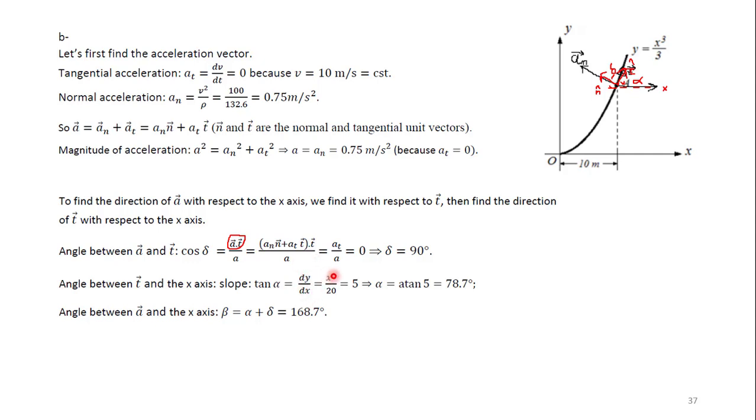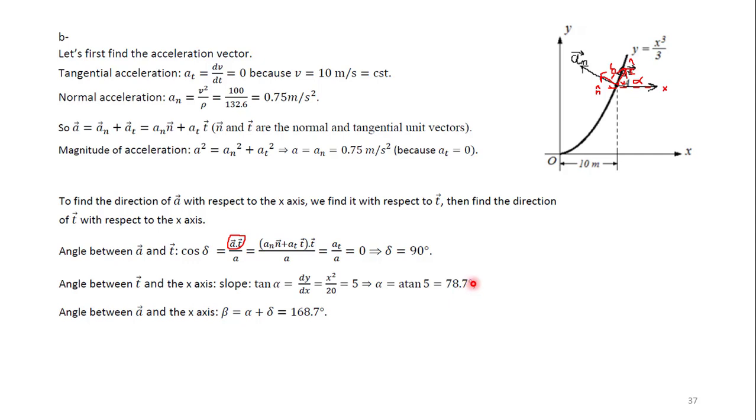This will give x squared over 20. By replacing x with 10, with xa, we will find that tangent alpha will be equal to 5. On the calculator, we click on shift tangent. So what is the angle that has as a tangent equal to 5? We will find alpha equals 78.7 degrees.